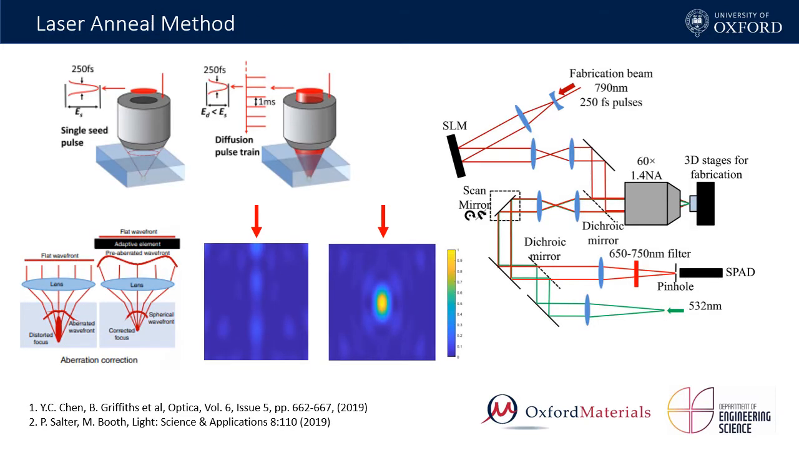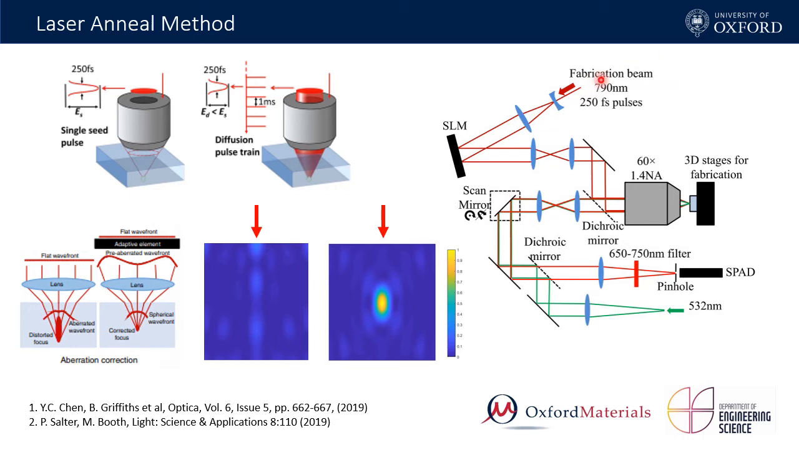Here we present a new technique which builds upon the laser writing technique, but we replace the global anneal with a local laser anneal. So we send a single pulse of the laser in to generate vacancies and follow it by a train of lower energy pulses, which allow these vacancies to diffuse around within the focal spot. Here on the right, you can see an optical diagram.